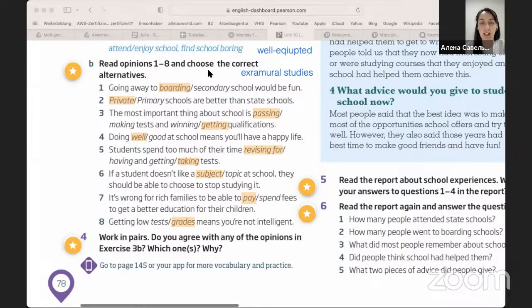If a student doesn't like a subject at school, they should be able to choose to stop studying it. Oh, I disagree with this sentence.